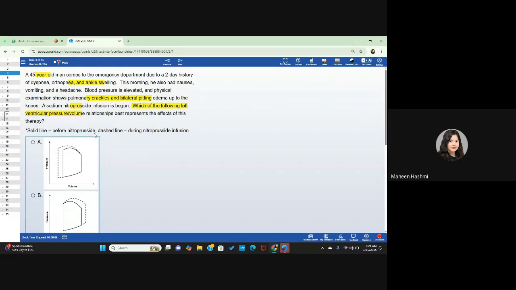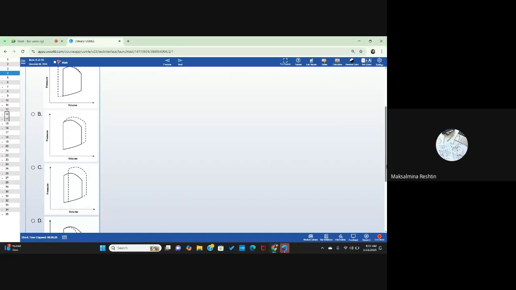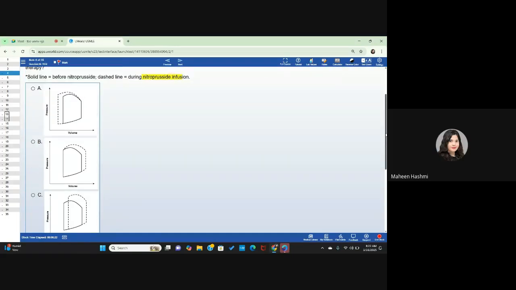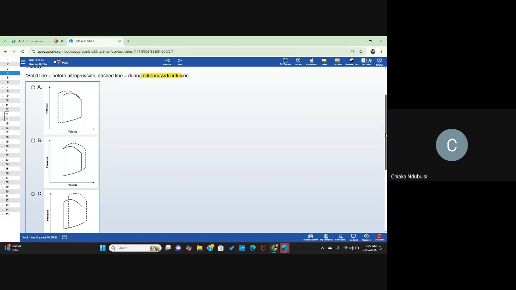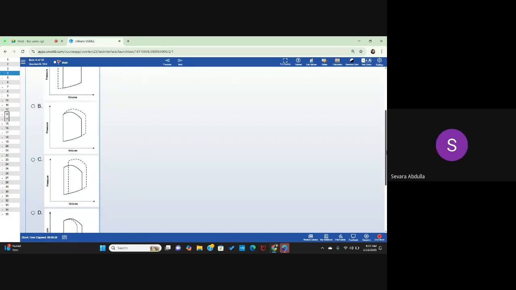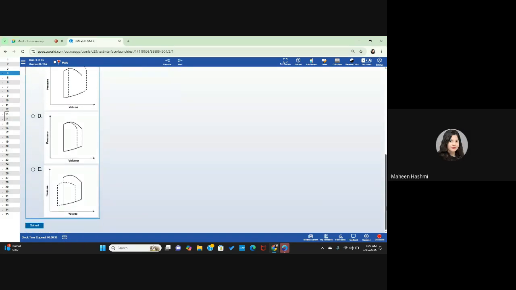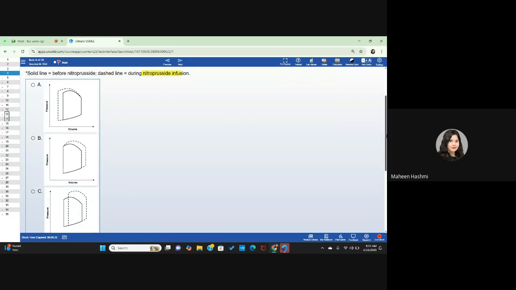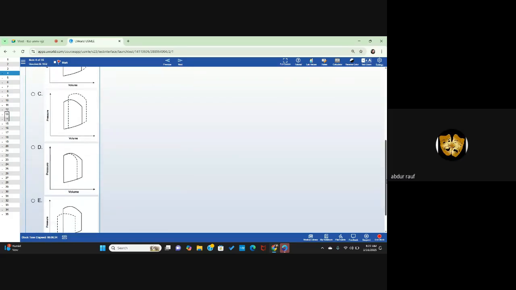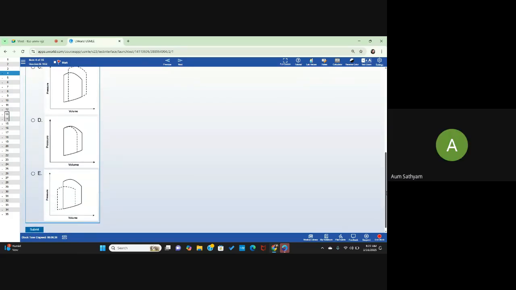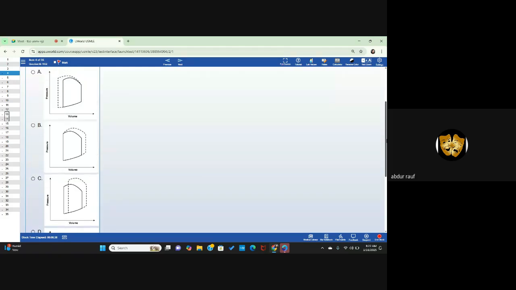Solid line is before nitroprusside, dashed line during nitroprusside infusion. Okay, what will nitroprusside do on the heart? Cause vasodilation. Venodilation. Okay, what will happen to the stroke volume and diastolic volume? It will increase the preload and increase afterload. Okay, so is it A, B, C, D, or E? So actually, this is B, ma'am. I think the preload would decrease.